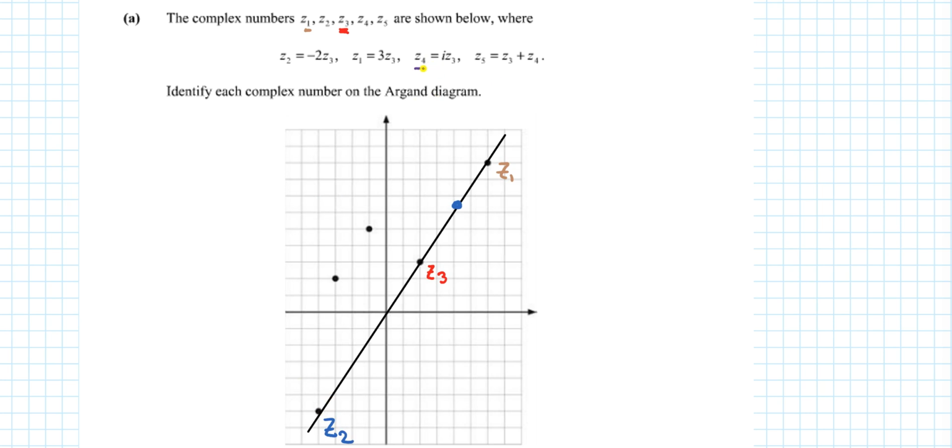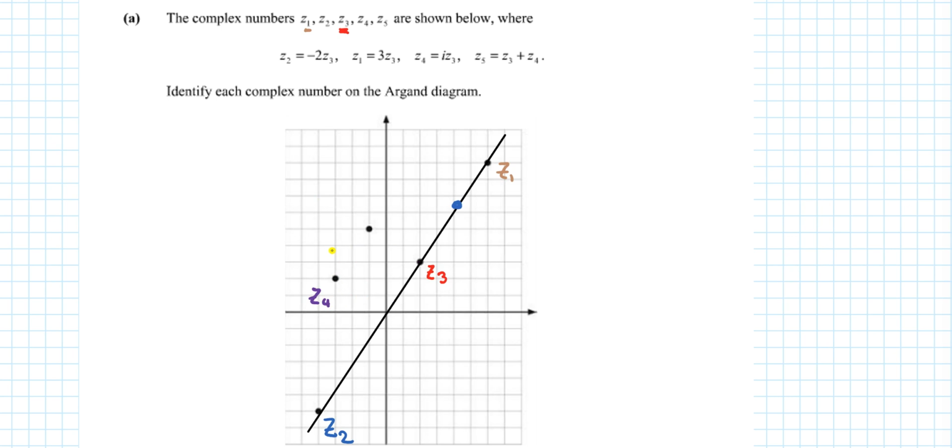which leads us on then to thinking about Z4 and Z5. Well, Z4, wherever Z3 is, we are going to multiply it by i. So Z3 is here. Remember, what does multiplying by i do? Multiplying by i rotates it 90 degrees anti-clockwise, and we can see that. That's a 90-degree angle formed right there. So that means this one right here is Z4.